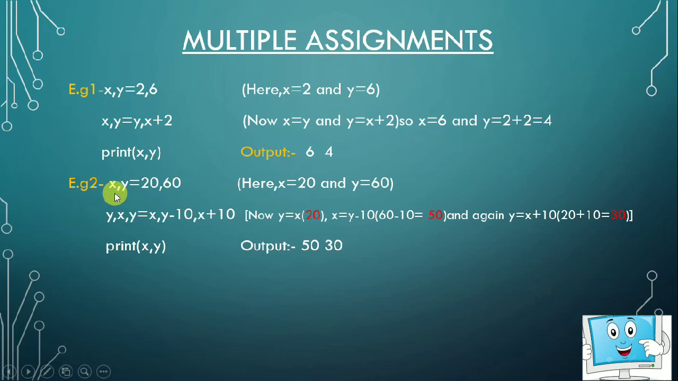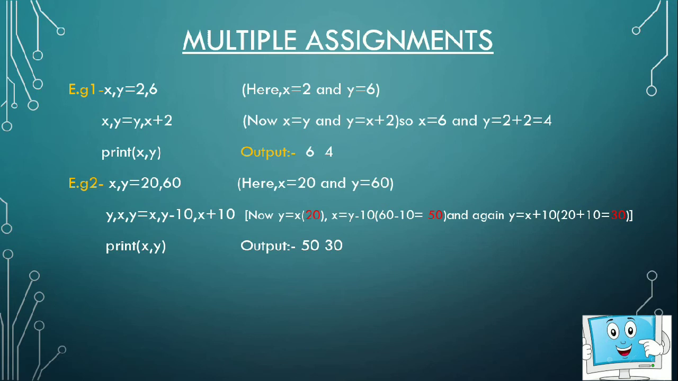Example number 2. x, y equals 20, 60. It means x is 20 and y is 60. Now it says y, x, y equals x, y minus 10, x plus 10. What does it mean? The value of y is x, the value of x is y minus 10 and the value of this y is x plus 10. So y is equal to x. What is the value of x? 20. So the value of y now becomes 20. Earlier it was 60. x equals y minus 10. Now the value of y is 60.